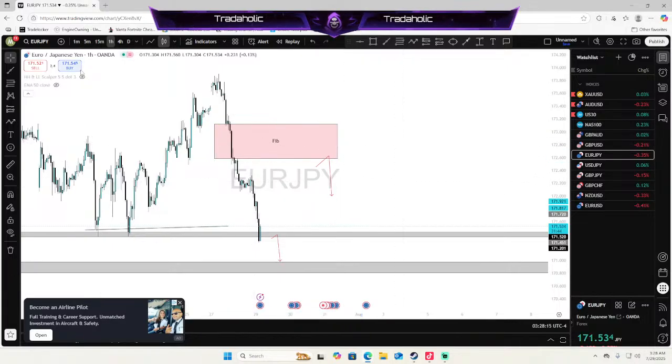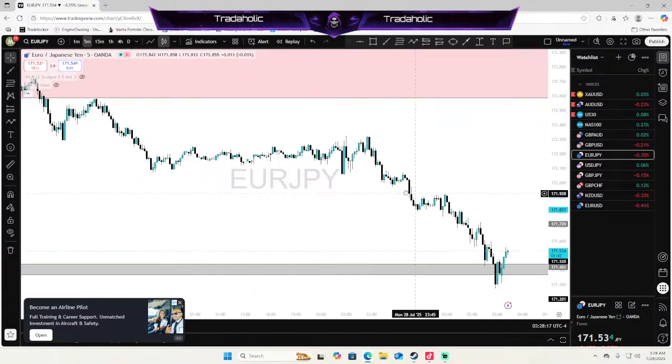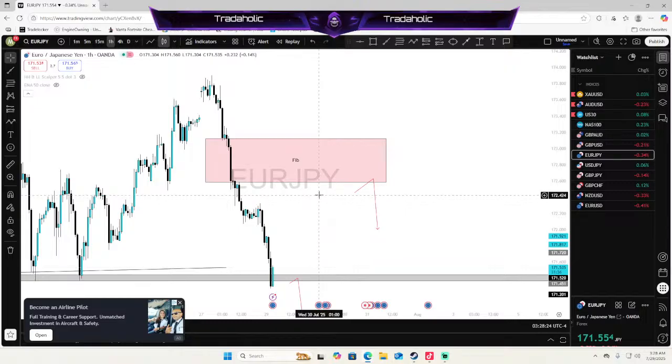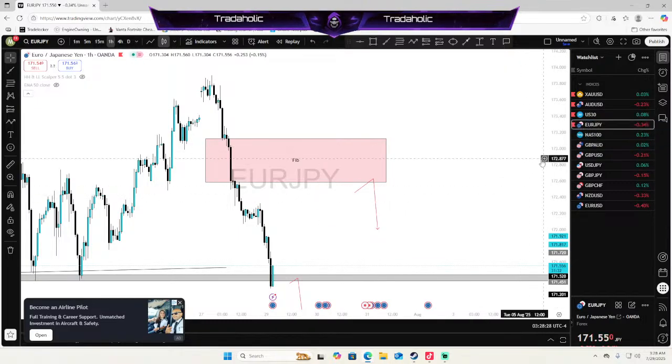Let's look at the 5-minute chart. So we have the breakdown here. Our 5-minute chart doesn't have any structure on the retest, so no trade here. I do like this low key though. So we're gonna put this up there.